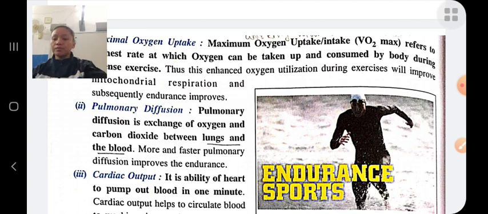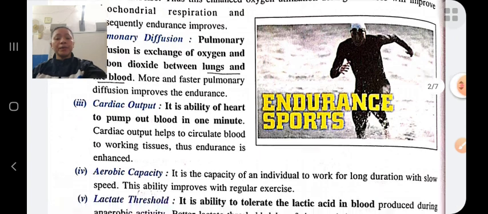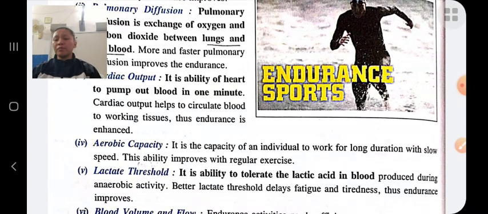Cardiac output: if our cardiac output improves, more blood is pumped out by the heart. If more blood is pumped, our endurance will be improved. Aerobic capacity means the ability to do an activity in the presence of oxygen for a long period of time, but our speed will be slow. We do the activity for a long duration with a slow speed.